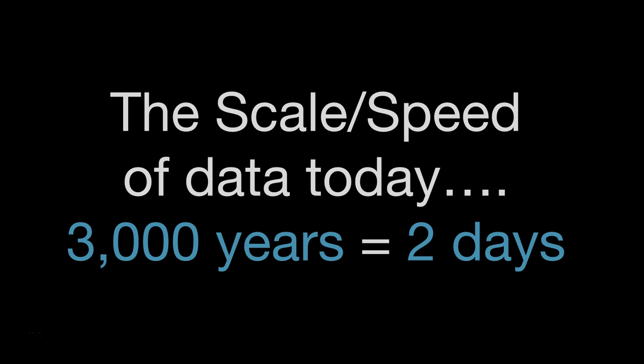The scale and speed at which we're producing all of this data is such that every 3,000 years of our past history can be produced within 2 days, which is a really amazing thing to think about, based on all the input devices that we have at this point in time.